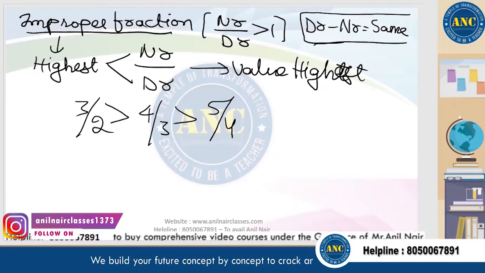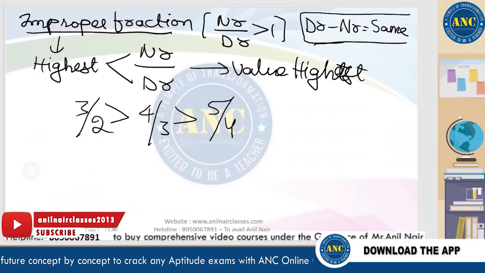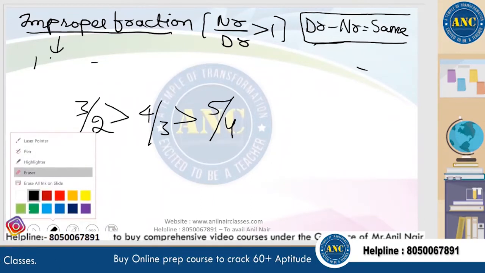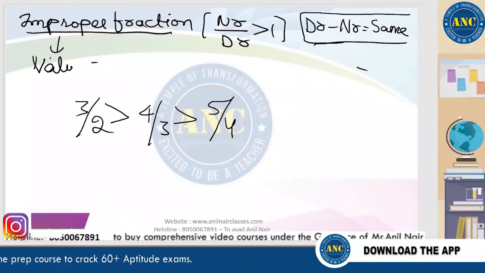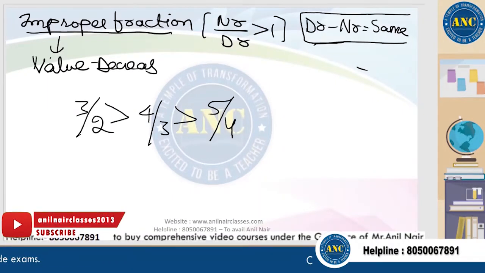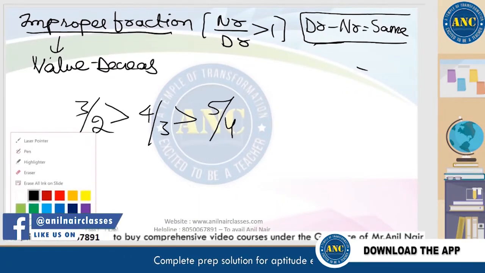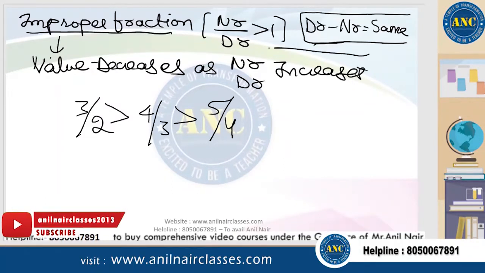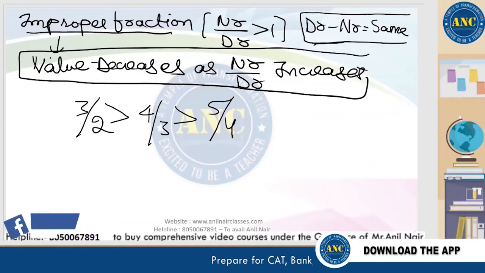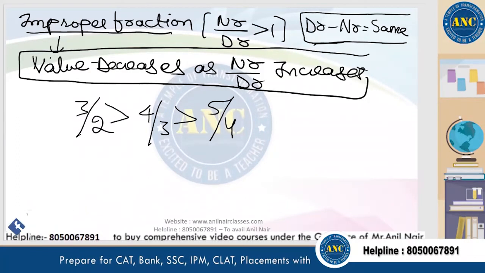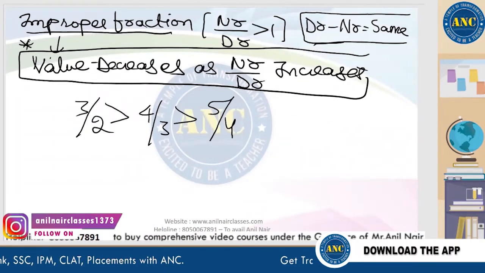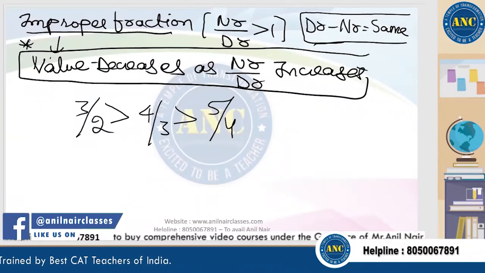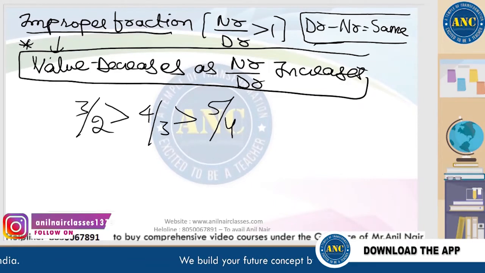Instead of writing it like this, I will write it like this: value decreases as the numerator and denominator increase. It's a simple point. Are you all with me? This is the best way to write it: value decreases as the numerator and denominator increase. Improper fraction: the value will be decreasing.